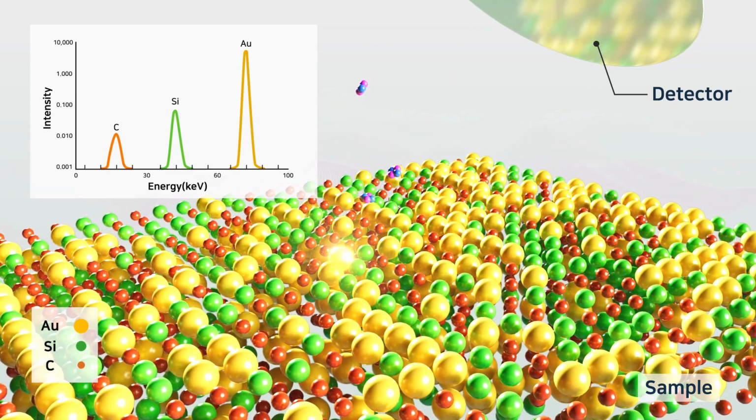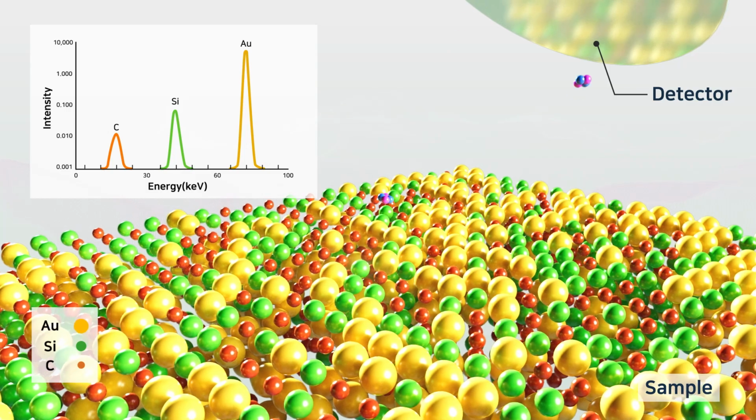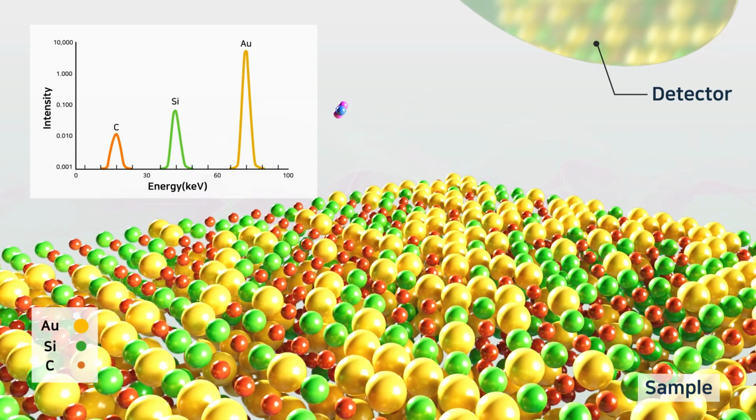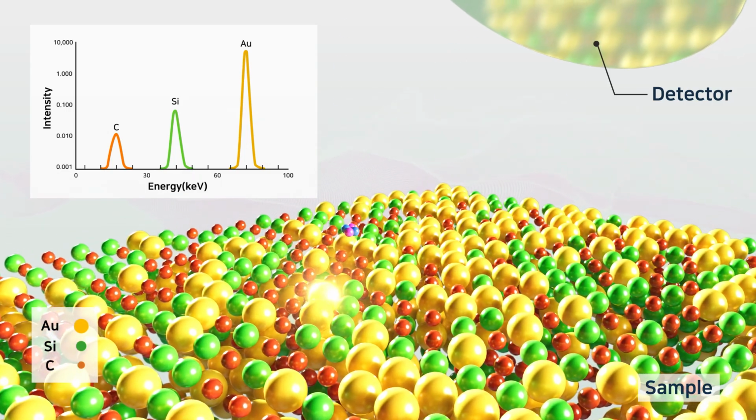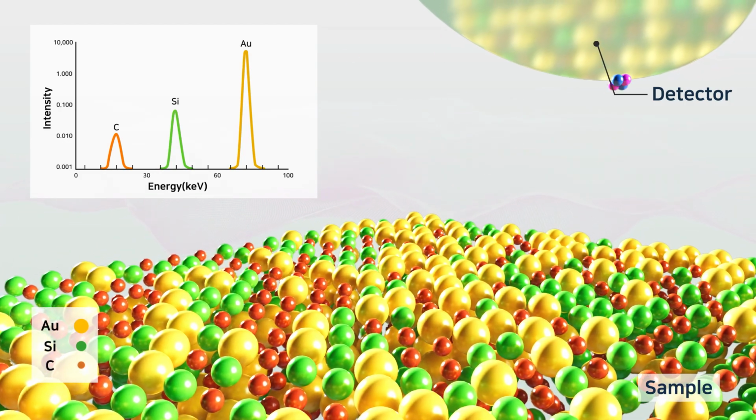For example, in a sample comprising 3 elements, ions are scattered by each element, resulting in different energies, and each spectrum appears at a different position in the energy spectrum.